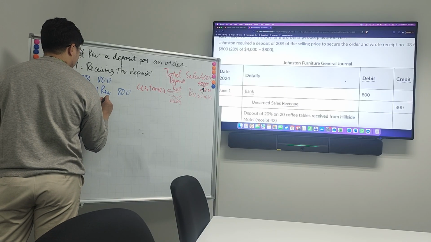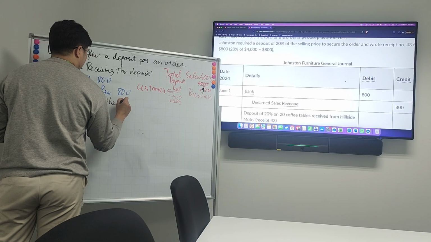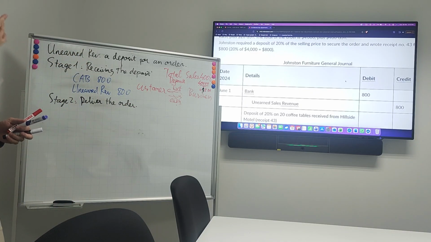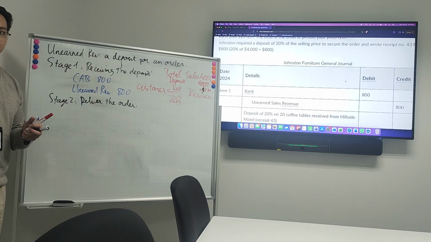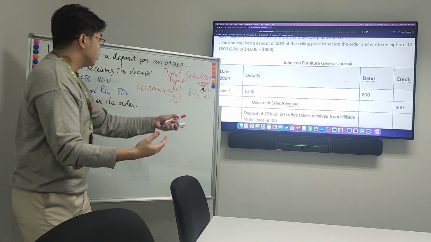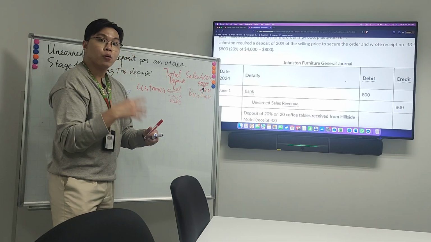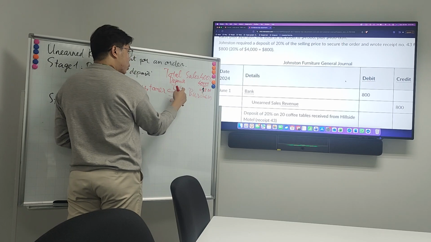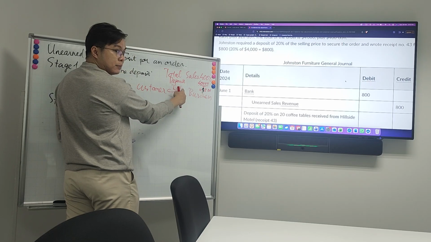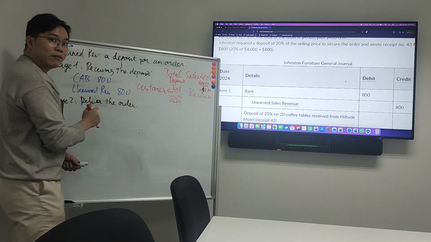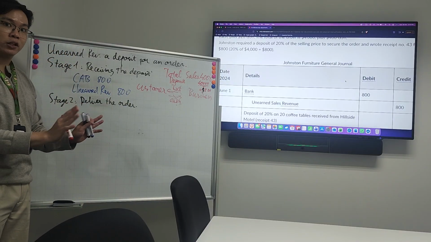Deliver the order. Now, when you deliver the order, you've earned the right to this deposit, right? Remember, before, when the customer pays the deposit, we haven't done anything for the customer. Therefore, this $800 is called unearned revenue. We haven't earned that revenue.